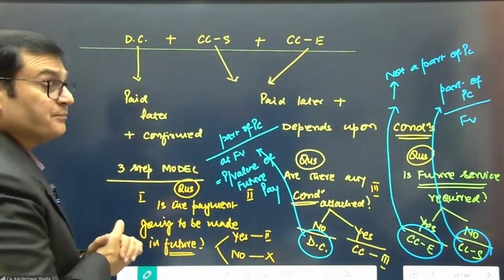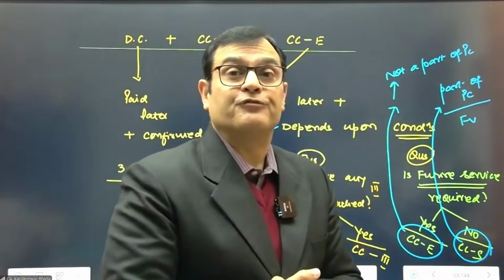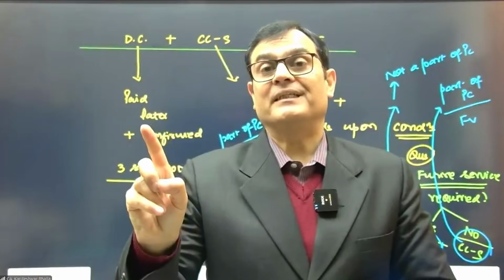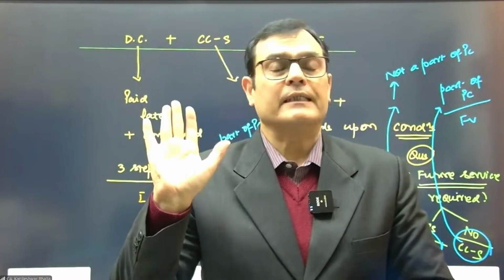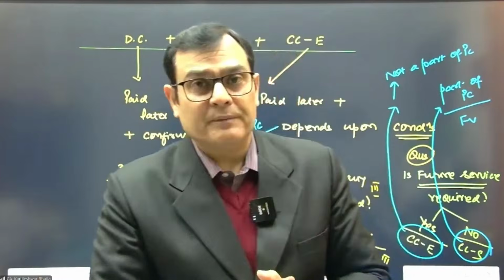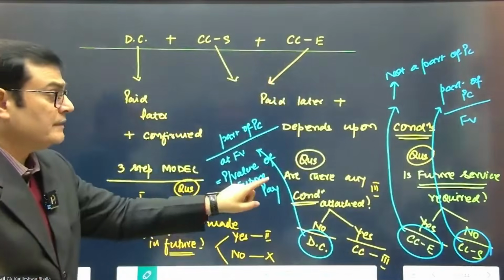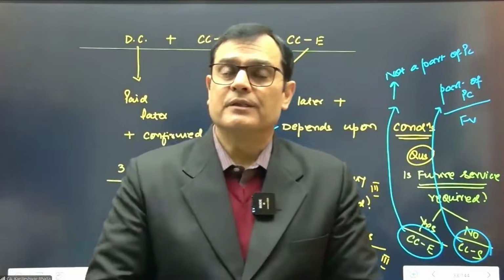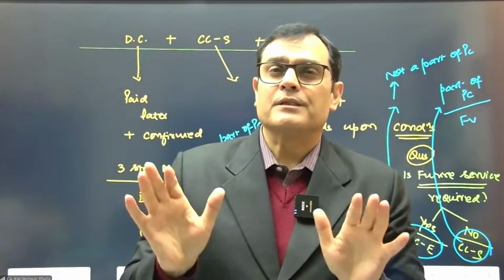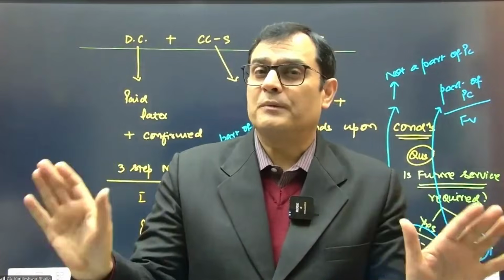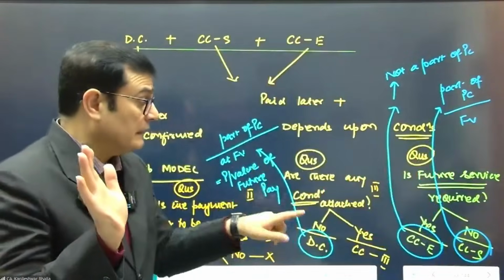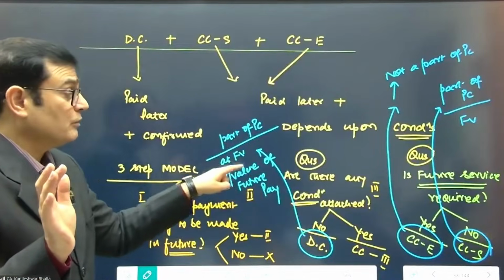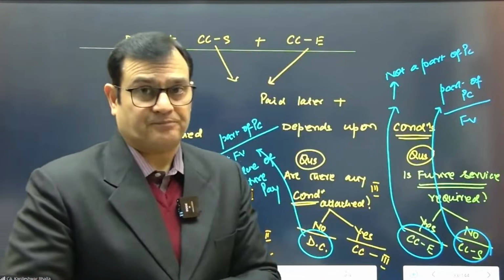First, you're going to put a question. Is the payment going to be made at a future date? If you say the payment is made at a future date, it can be a DC or a CC. If not, it's neither. If you say the payments are made in the future, you go to step number 2 and see what type of conditions are attached. If there are no conditions attached, then it is DC. No conditions, confirmed payment to be made in the future. No condition means DC. Taken as a part of the purchase consideration at a fair value, which is equal to the present value of the future payments.